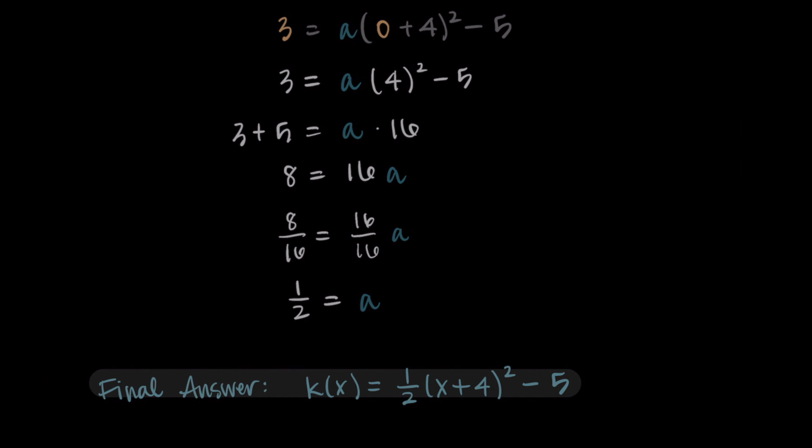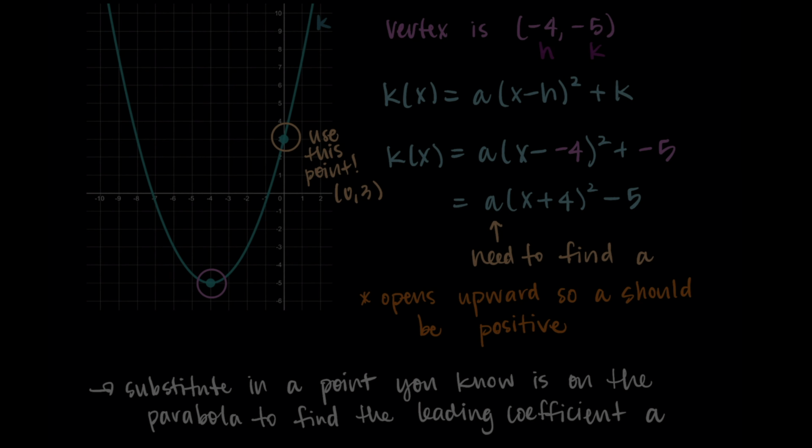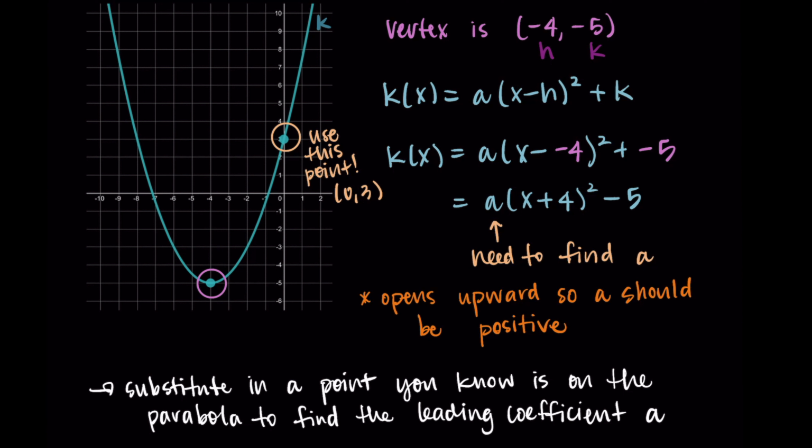Okay, so just to review our process, we started with the graph. We could easily identify the vertex, so we used vertex form to substitute in h and k. Then we plugged in another point, we substituted in the x and the k of x value, and solved for a to find that leading coefficient. Then we rewrote everything as our final answer. So anytime you're trying to write an equation of a quadratic function, you can use this process, as long as you have the vertex and you're using vertex form.